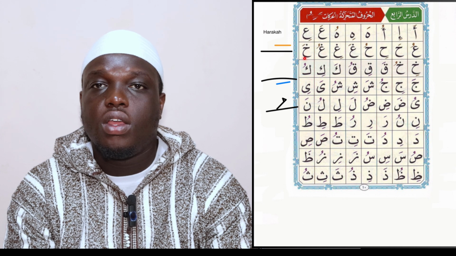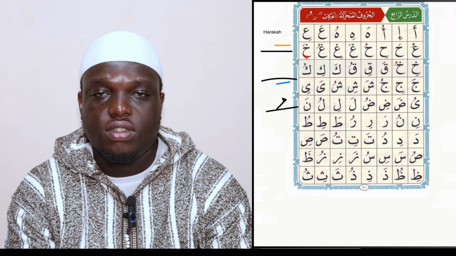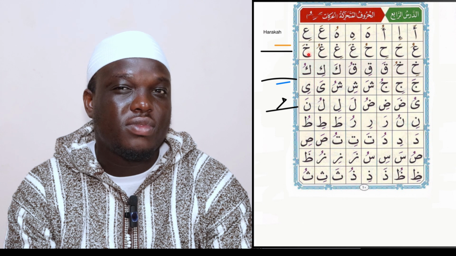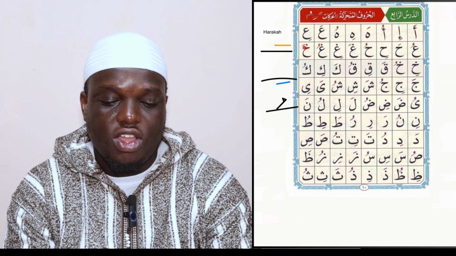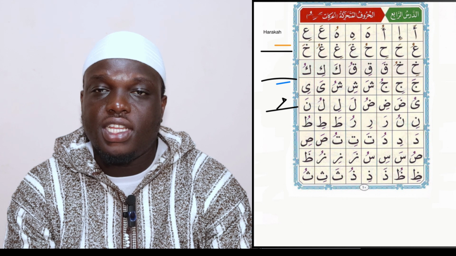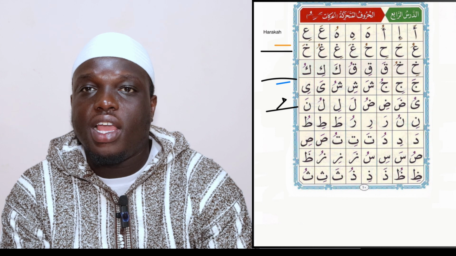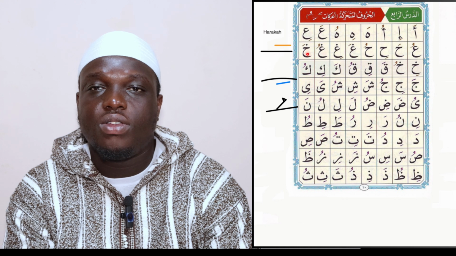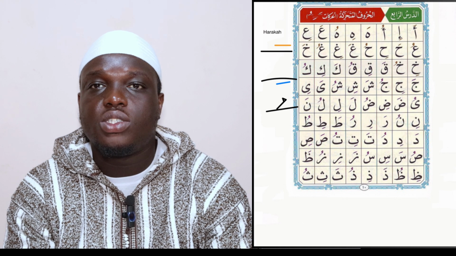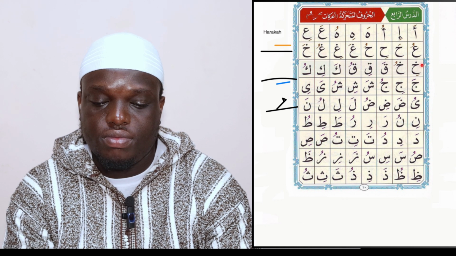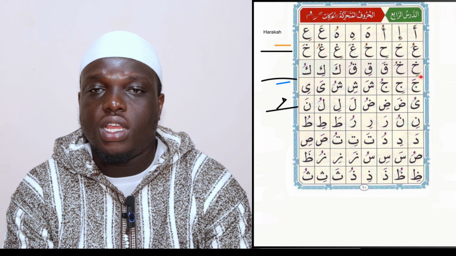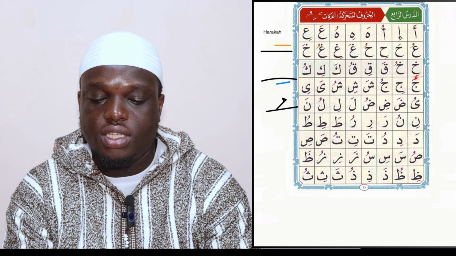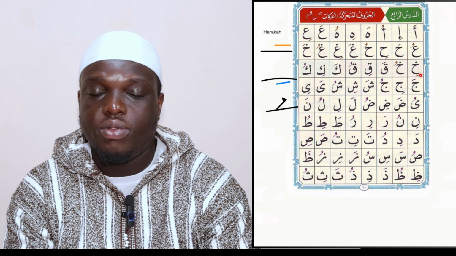Next letter. What letter is this? Kha. What's on top of the kha is a fatha. Fatha has the a sound. So kha, fatha is kha. Then there's a kasra below it. We know this is kasra because it's below the letter.